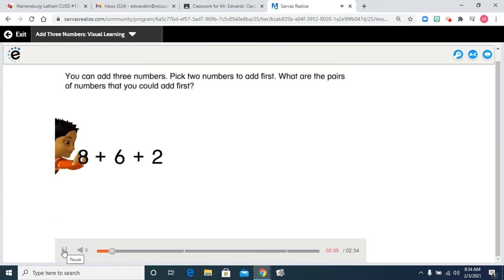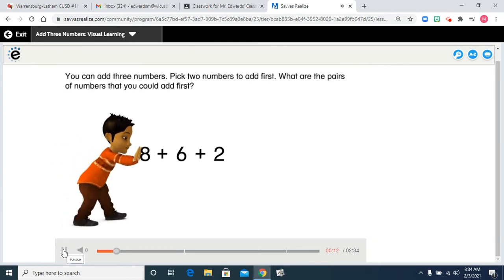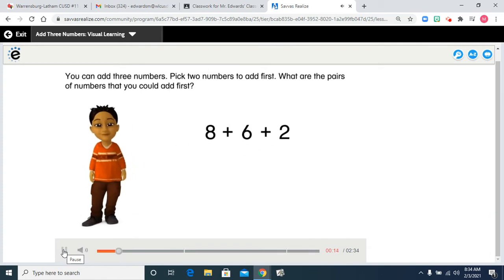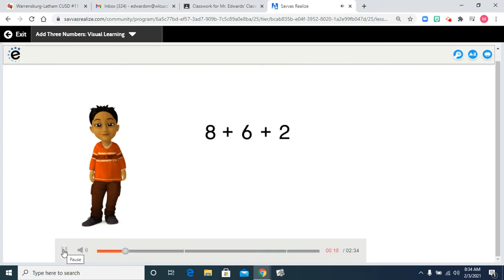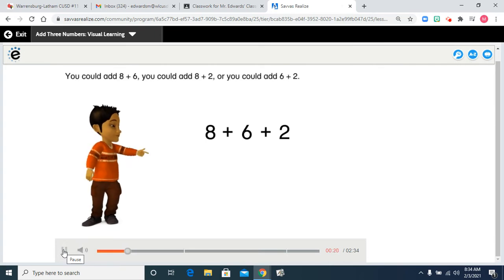You can add 3 numbers. Pick 2 numbers to add first. What are the pairs of numbers that you could add first? You could add 8 plus 6. You could add 8 plus 2. Or you could add 6 plus 2.